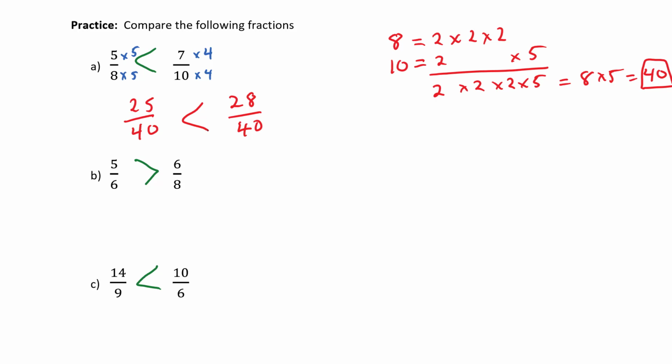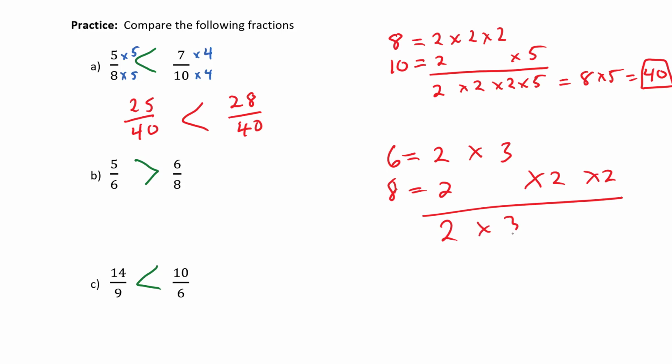Next up, 5 over 6 and 6 over 8. Do prime factorization, break down the 6, 2 times 3, break down the 8, 2 times 2 times 2. Remember, like numbers go in the same column, and numbers that are not alike go in their own columns. What do we have here now? 6 times 4, which is 24. So 24 is the lowest common multiple between 8 and 6.